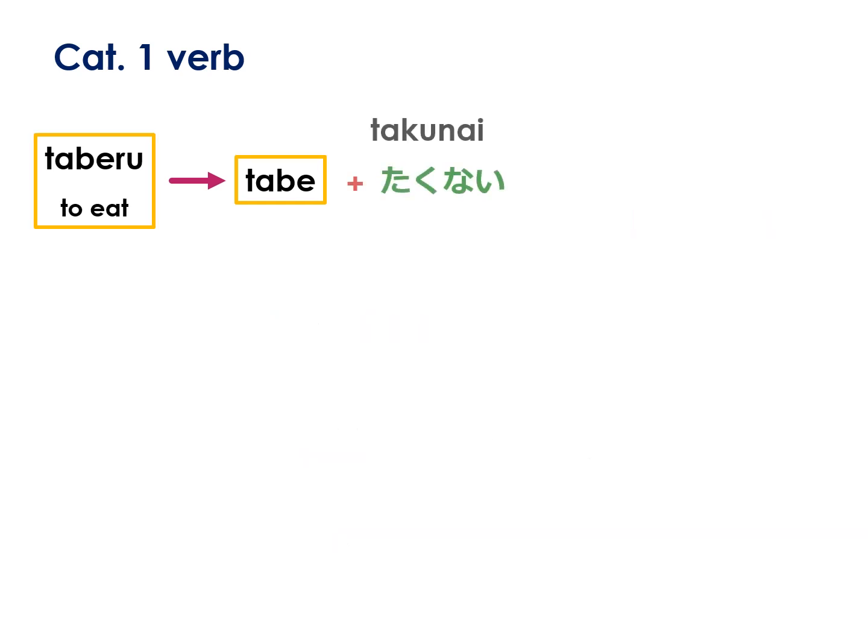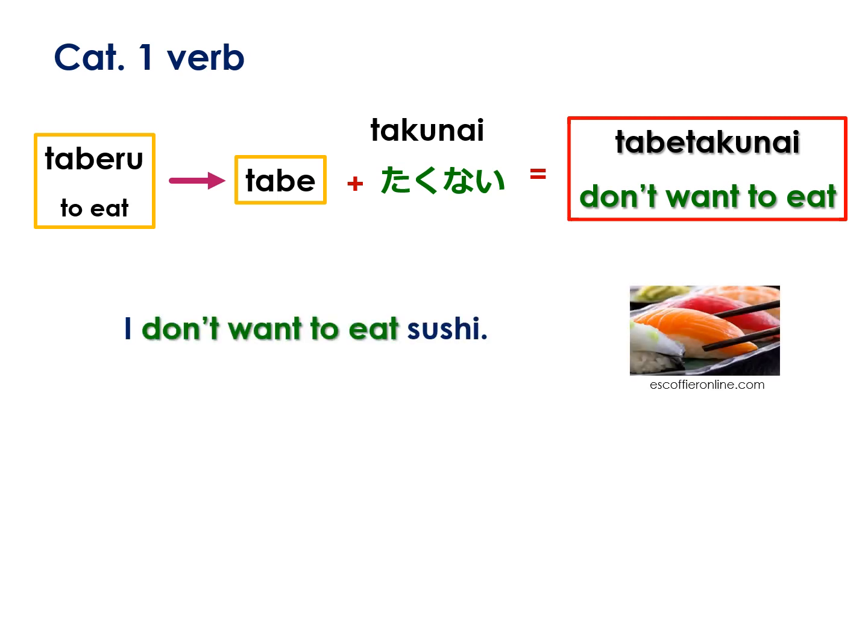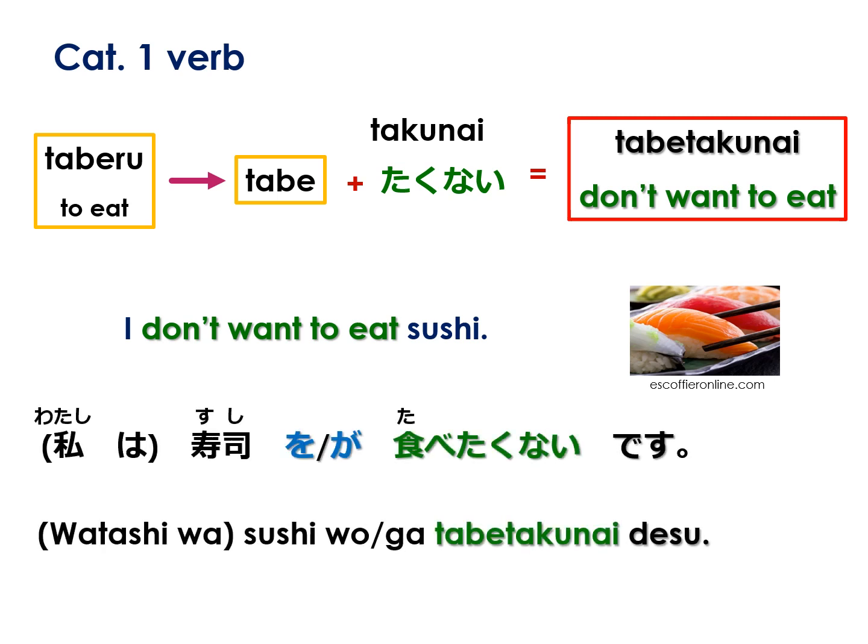Adding on the suffix takunai to the conjunctive form tabe forms tabetakunai, which means don't want to eat. To say, I don't want to eat sushi, in Japanese, watashi wa sushi o tabetakunai desu, or watashi wa sushi ga tabetakunai desu. Again, watashi wa is optional.